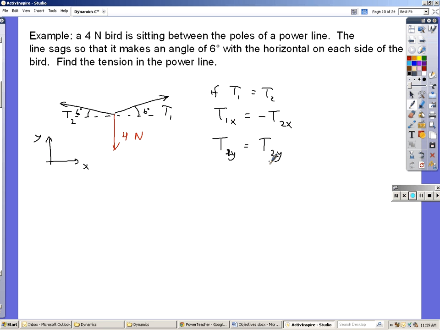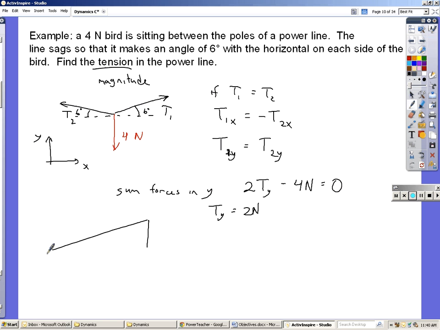And the result of this, if we sum all the forces in the y direction, we get twice the y component of the tension minus the 4 newton weight equals 0 because it's not moving. So that means the y component of the tension is equal to 2 newtons. But now we're looking for the tension, and so that means the magnitude of the tension. So we've got the y component of the force and the angle.